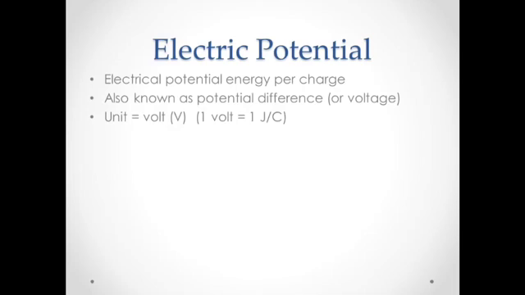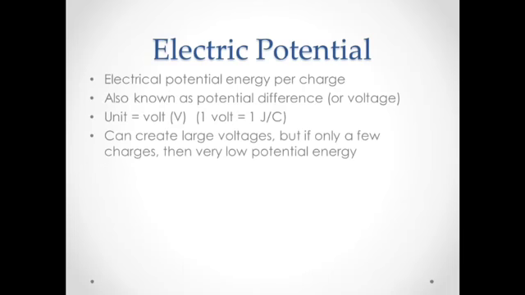And our units that we're going to use are volts, so be ready for that. And 1 volt is equal to 1 joule per coulomb. So you could either write your units as volts or joules per coulomb. So you can create a very large voltage, but if you only have a few charges, there's a very low potential energy there, because there's not many charges.